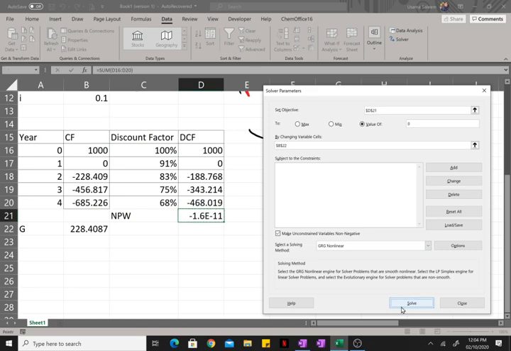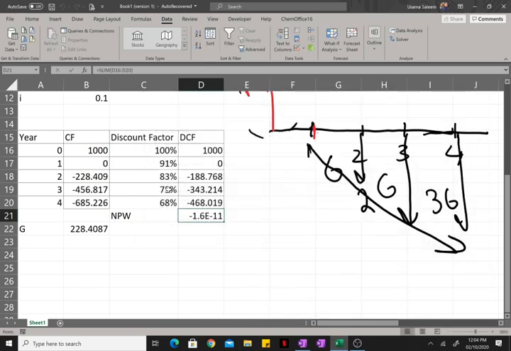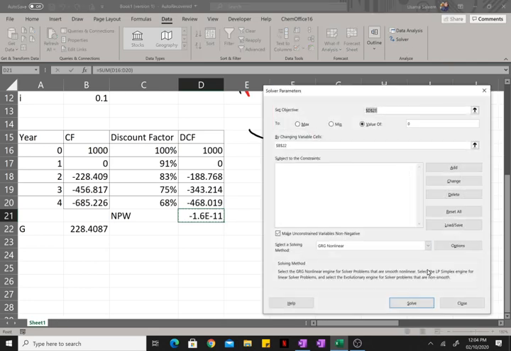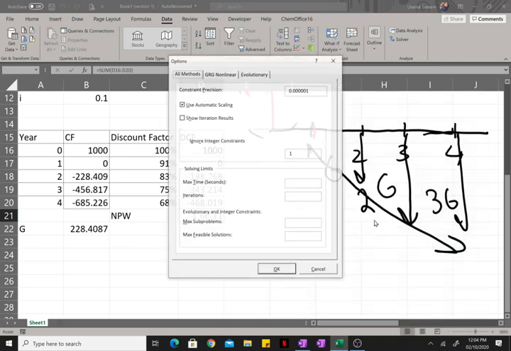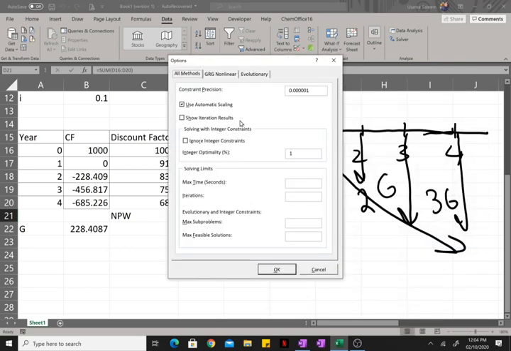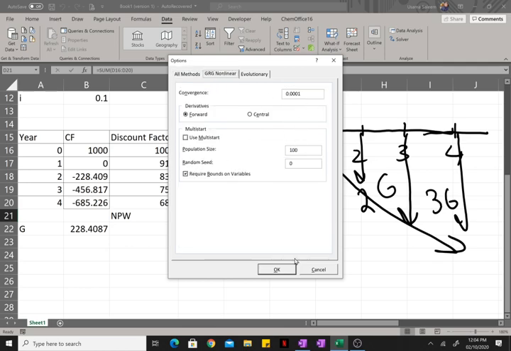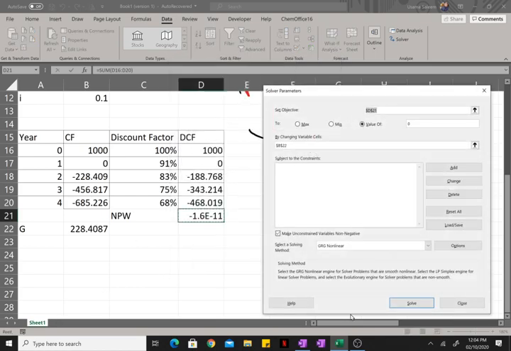If I hit it another time, this is as accurate a solution as you're going to obtain, and this resolution is satisfactory. I can increase the constraint precision, I can increase the number of iterations if I'm looking for a finer solution.